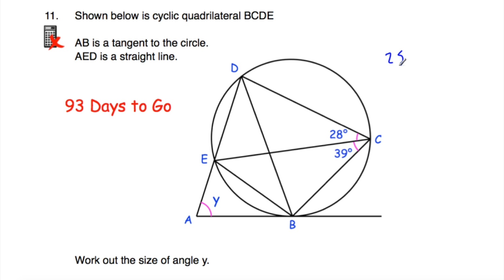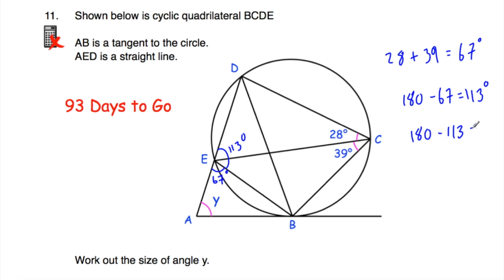So let's do that. 28 plus 39, well, 20 plus 30 is 50, plus 8 is 58, plus 9 is equal to 67 degrees. So that's 67 degrees. So the angle on the other side, this angle here, if we do 180 subtract 67, that's equal to 113 degrees. So that means that if we look at this angle here, inside this triangle AEB, that's going to be equal to 67 degrees, because that makes a straight line, because 180 take away 113 is equal to 67 degrees. So we've found the size of that angle. Now what would be fantastic is if we can find the size of this angle here.